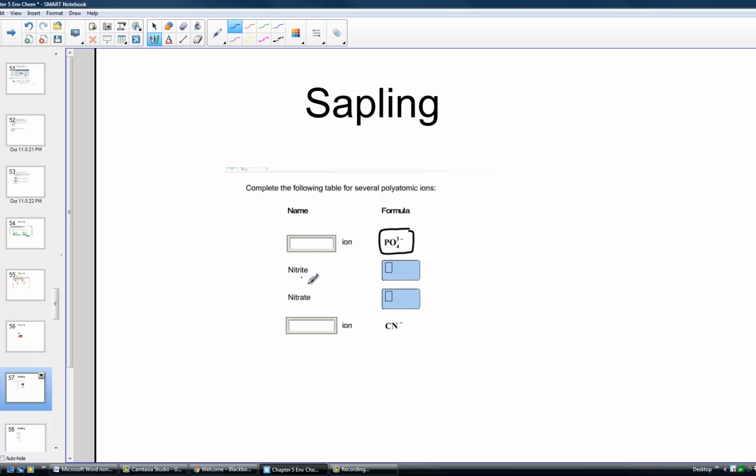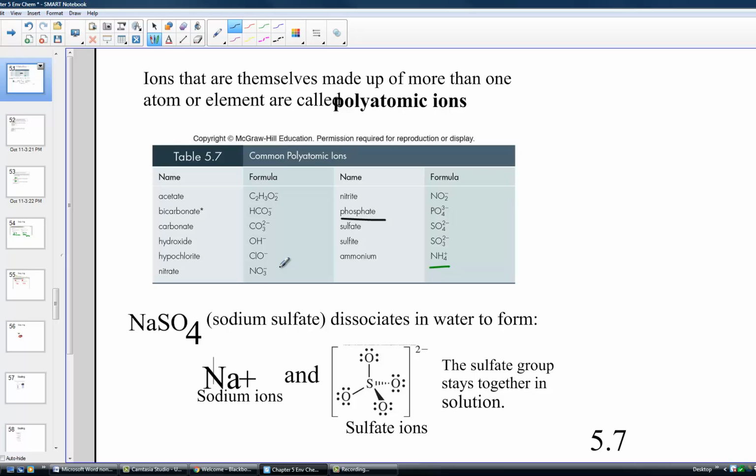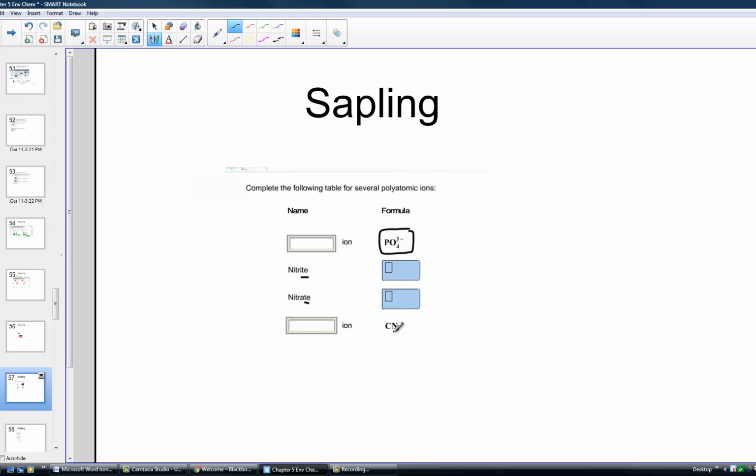Here the ite and the ate, nitrite, nitrate. And I can look those formulas up right here on the polyatomic ion chart. Here's my nitrate, NO3 with a -1 charge. Here's the nitrite, NO2 with a -1 charge. So a very handy tool page, the polyatomic ion chart. And the last one it says is cyanide. CN -1 is called cyanide. So polyatomic ion chart.